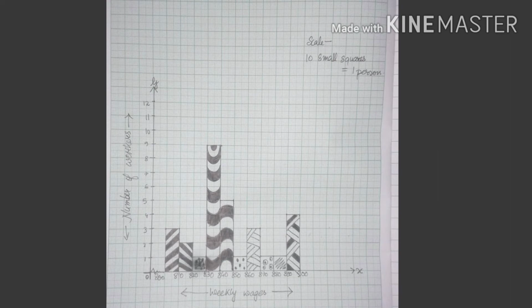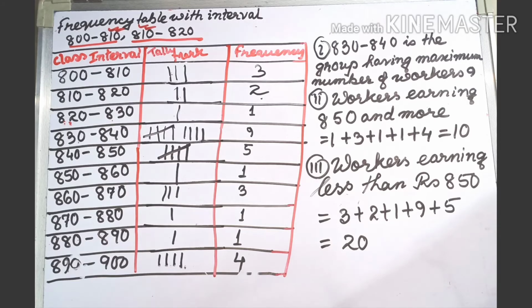So how will we choose? Here you see 10 small squares are there, and 10 small squares we have taken for 1 person. Understood? So you have to write the scale: 10 small squares equal 1 person. Okay, so I hope you have understood how to draw the histogram. So first we had the bar graph, then pictograph, then bar graph, then double bar graph, and this is another type of graph. This is the histogram. There is no gap between two bars. Okay, so next, based on this graph we have to solve some questions also.